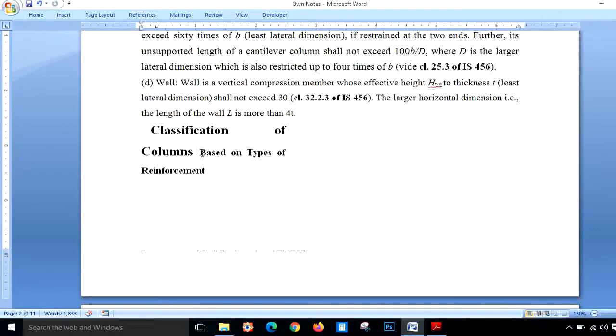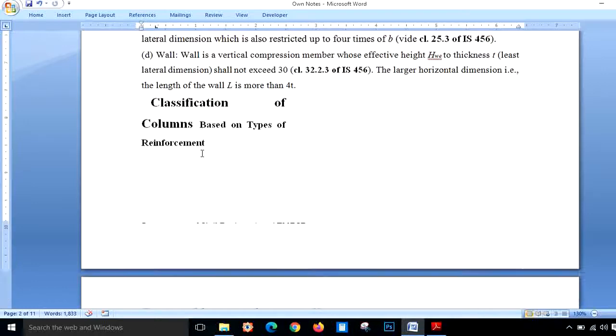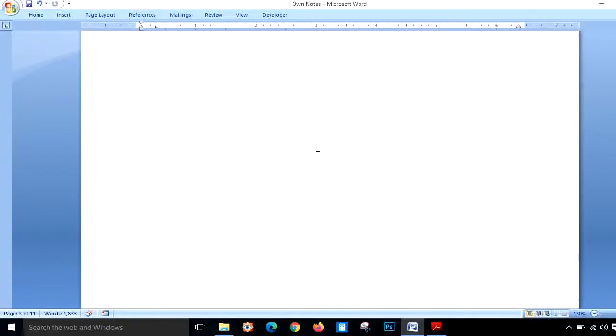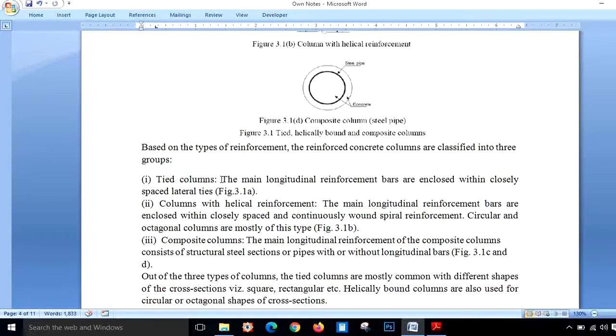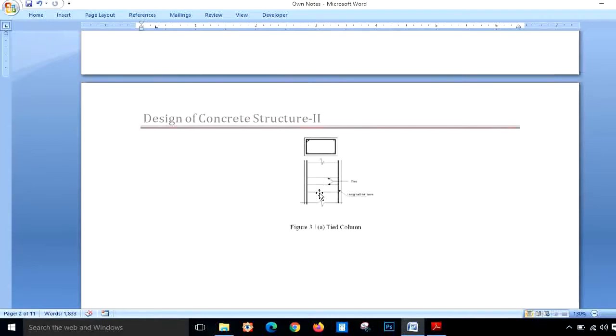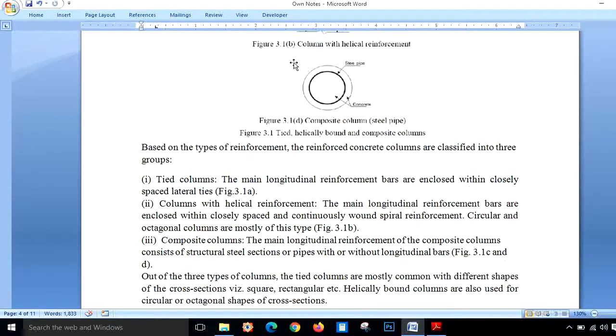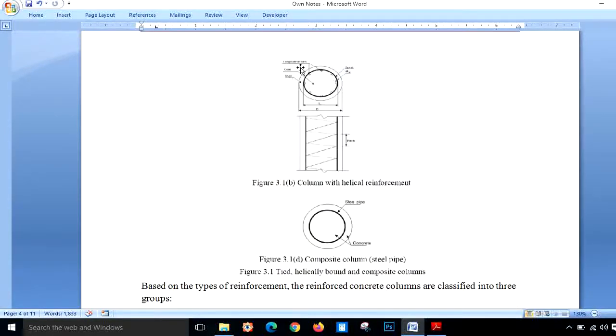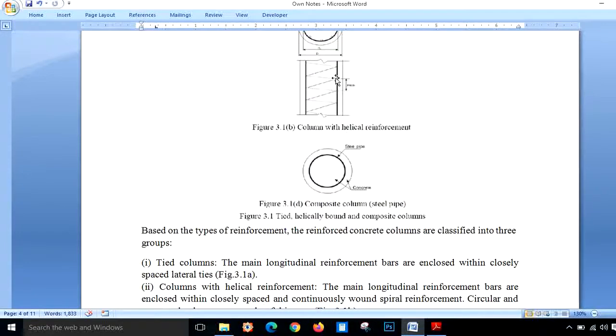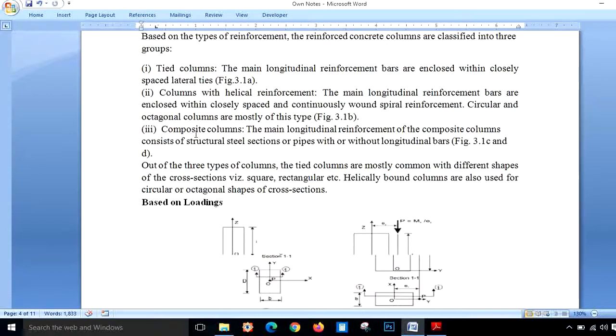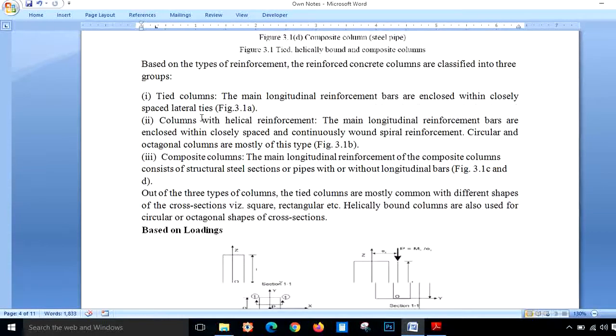Classification of column is based on various techniques. First one is based on the type of reinforcement. In that, first one is tied column. Whenever the column is having the lateral ties, it is called as tied column. Second one is column with helical reinforcement. Circular shape columns usually have helical reinforcement. Remember, distance between two helical reinforcements is called as pitch. A third one is composite column. So this is based on the type of reinforcement.